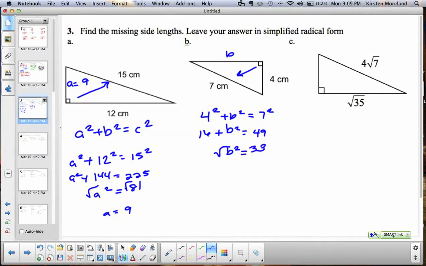Square root. B equals the square root of 33. And you could get that to a decimal if you want, because this cannot be simplified. But I'm just going to leave it as the square root of 33. So we'll call that our answer too.